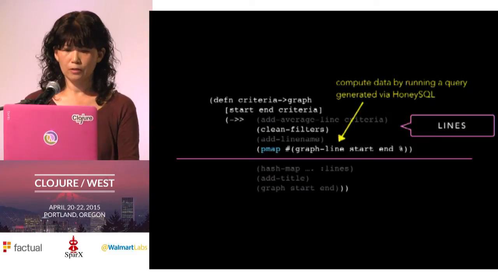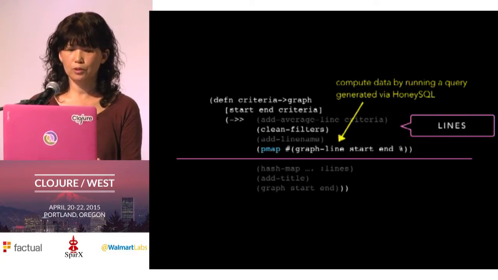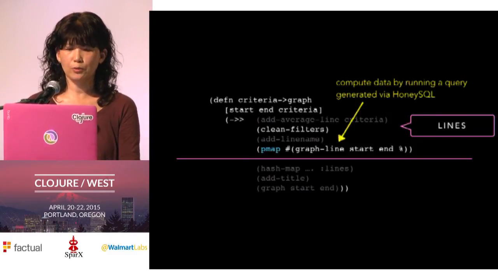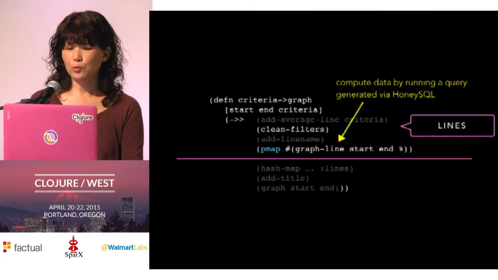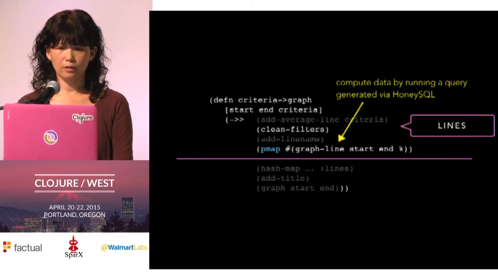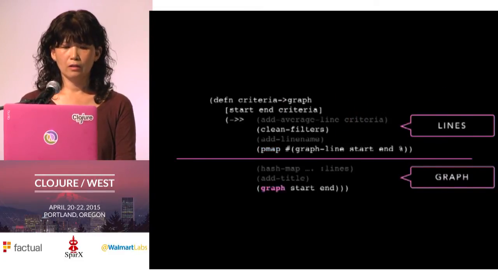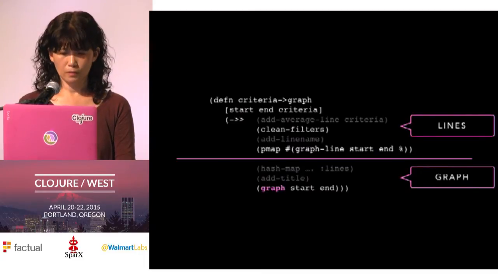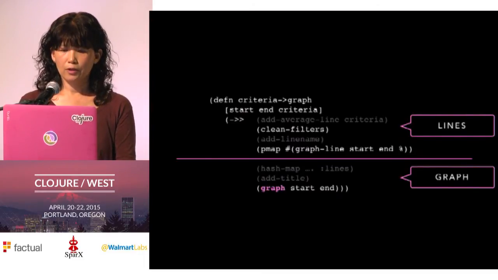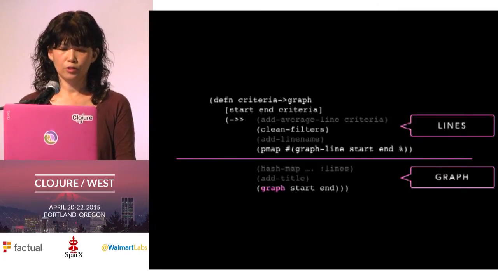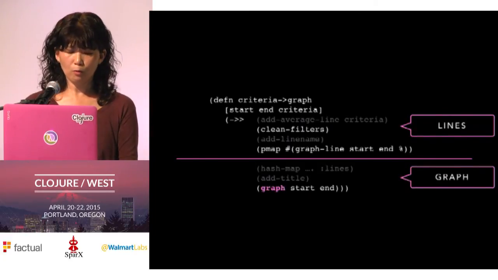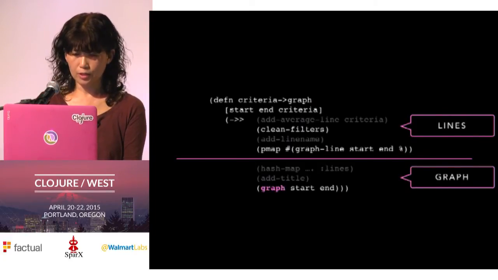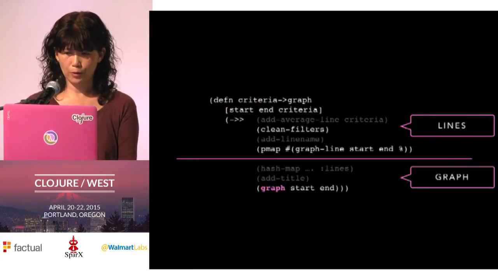First, we clean filters, as we talked, and then we use pmap to compute data by generating a query with HoneySQL. Up to this point, the pipeline represents lines in the graph. The last operation in the pipeline is a graph function. This is in the highcharts namespace. The graph function can be a defmulti if you have more than one tool to graph, and the user can choose which kind of graph they want to draw at runtime. But for our purpose, it's only with highcharts, so I'm simply calling the graph function here.